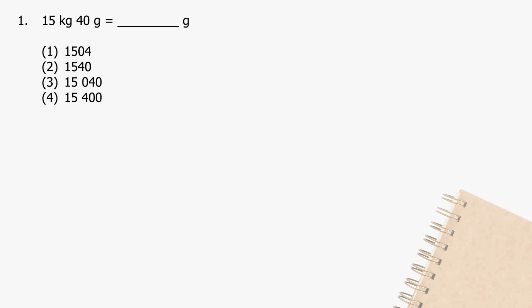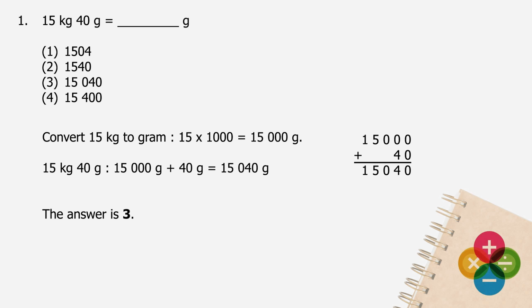Question 1. 15 kilograms 40 grams is equal to. Convert 15 kilograms to grams will be multiply 15 by 1000, and the product is 15,000 grams. Convert 15 kilograms 40 grams to grams will be add 15,000 grams to 40 grams, and the sum is 15,040 grams. The answer is 3.